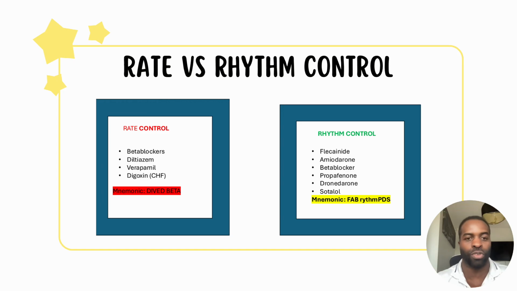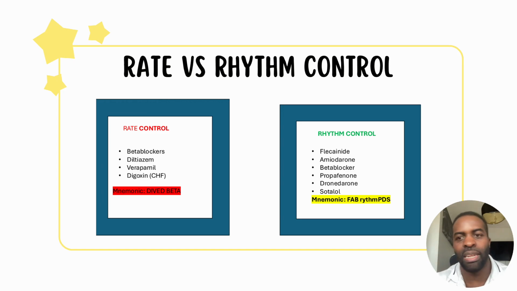And then for rhythm control, Fabulous Rhythm, FAB, is my mnemonic. So F is for flecainide, amiodarone, beta blockers, propafenone, dronedarone, and sotalol. Once you learn this, that's fine, because you tend to get questions on this. Learn these drugs and at least you're already in a good chance of answering certain questions that may come up on arrhythmias.